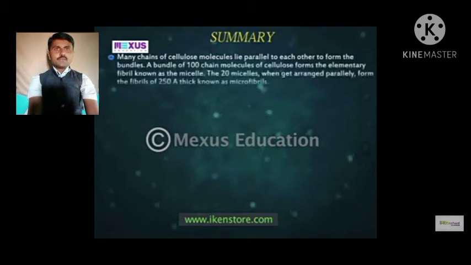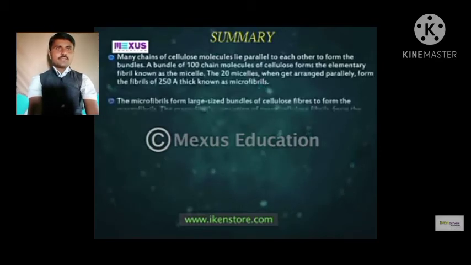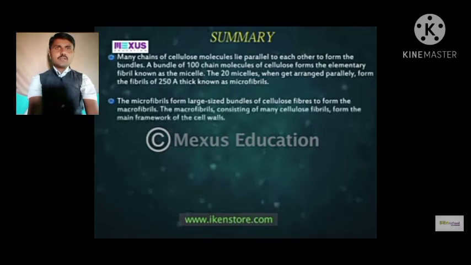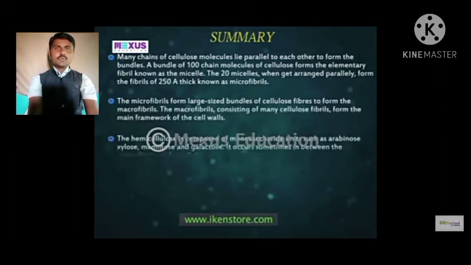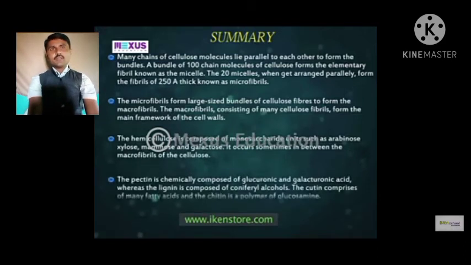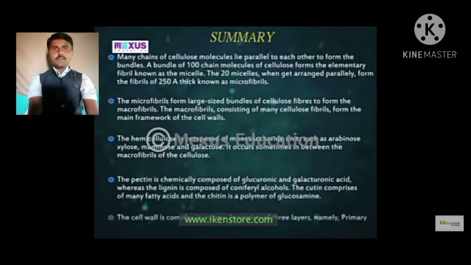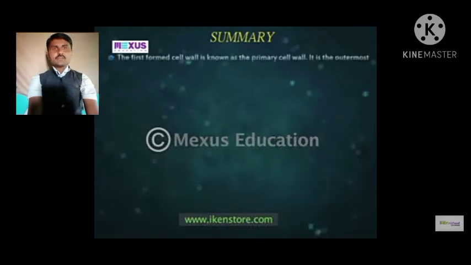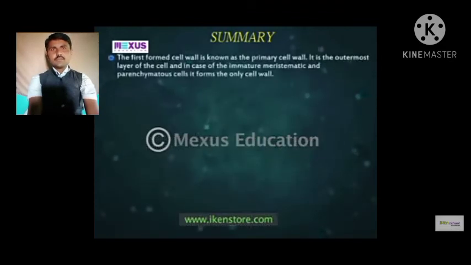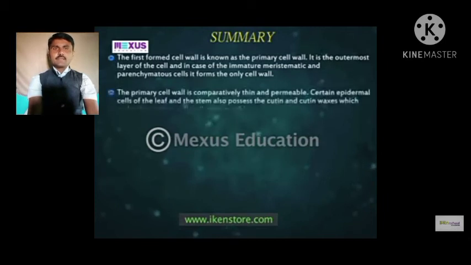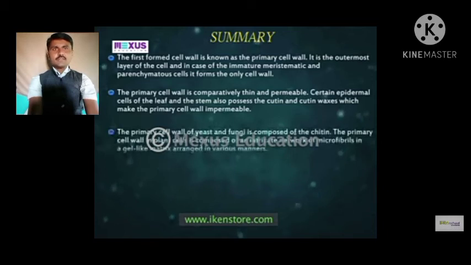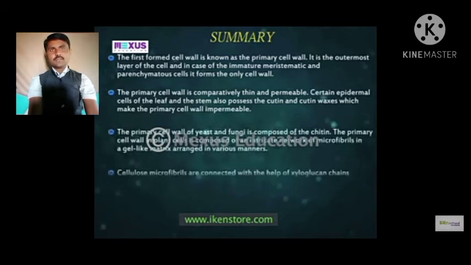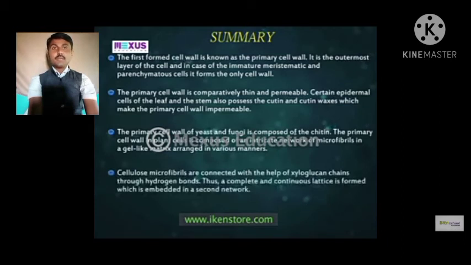Many chains of cellulose molecules lie parallel to each other to form bundles. A bundle of 100 chain molecules of cellulose forms the elementary fibril known as the micelle. 20 micelles form the microfibrils. A long chain of microfibrils forms bundles of cellulose. So this is what we have regarding the cell wall. The primary cell wall is comparatively thin and permeable. Certain epidermal cells of the leaf and the stem also possess cutin and waxes, which make the primary cell wall impermeable.